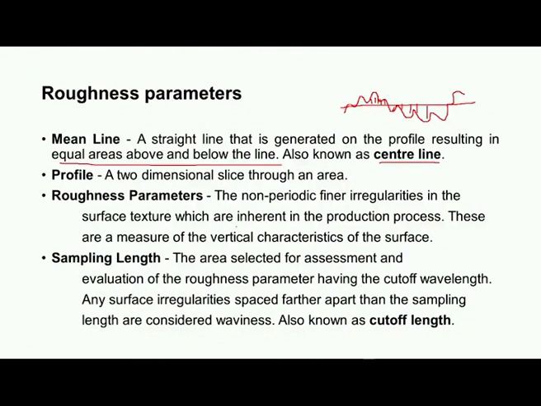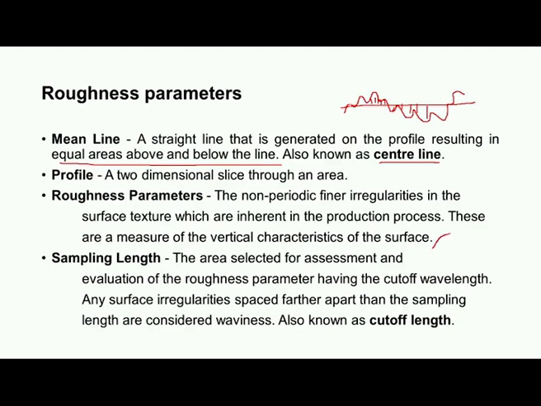Roughness parameters are non-periodic finer irregularities in the surface texture which are inherent in the production process because of various reasons. These are a measure of the vertical characteristic of the surface. Then we should understand the meaning of sampling length. This is the length selected for assessment and evaluation of roughness parameters, having the cutoff wavelength. Any surface irregularities spaced farther apart than the sampling length are considered as waviness. So, the sampling length is also known as cutoff length.